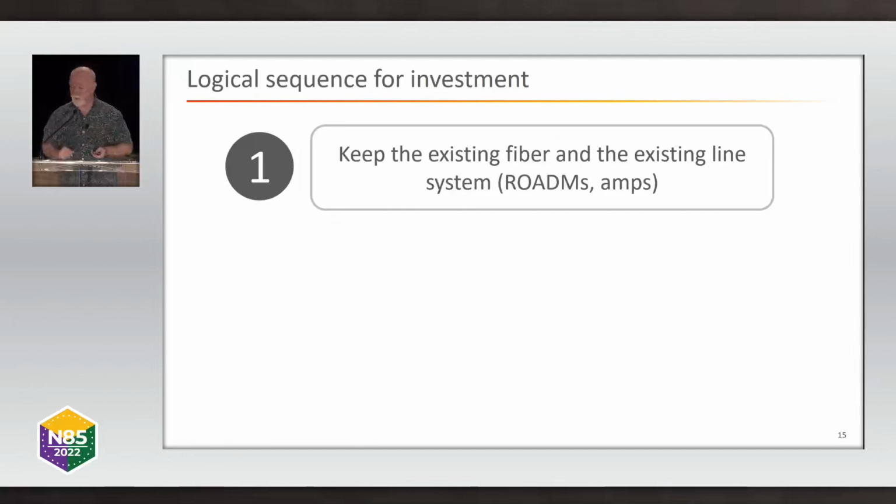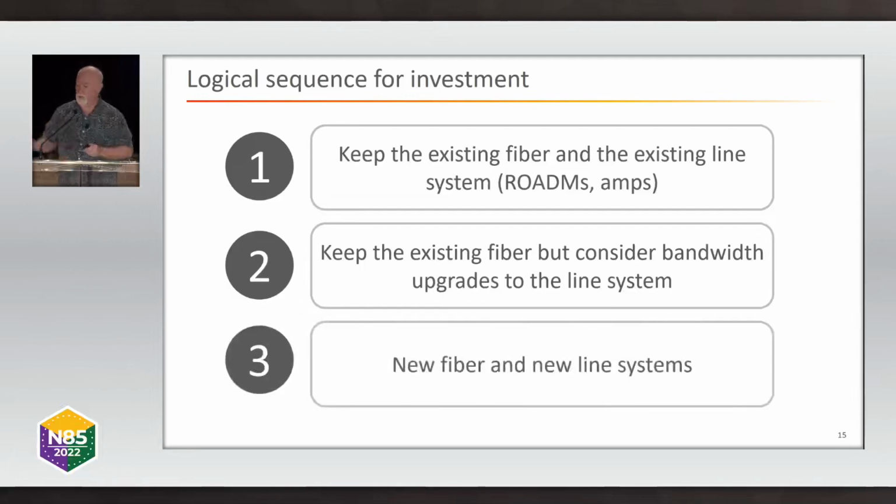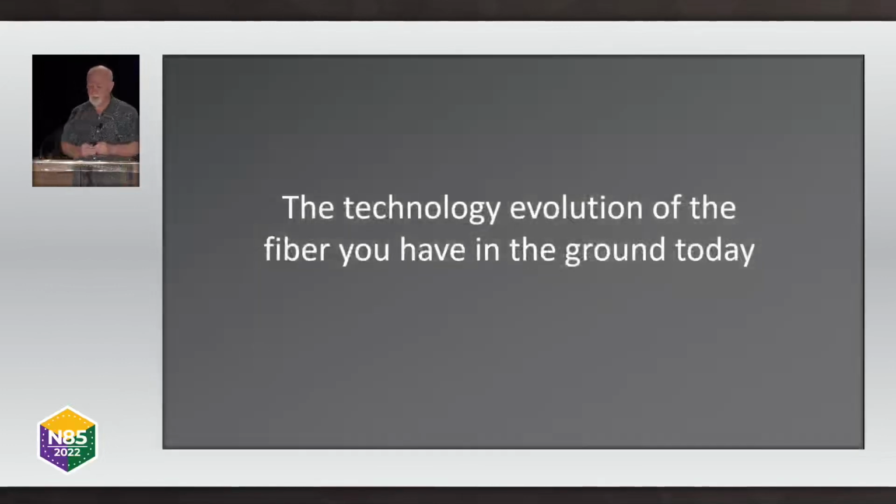Now, really, the only option you have there is to change the transponders and track the transponder evolution cycle. Option two, keep your existing fiber, but consider bandwidth upgrades to the line system that will allow us to amplify more of the optical fiber spectrum. And then option three, consider new fiber and new line systems, which is obviously the most drastic and expensive of these. So the technology evolution of the fiber that you have in the ground today is quite interesting because it's an asset that keeps on giving.